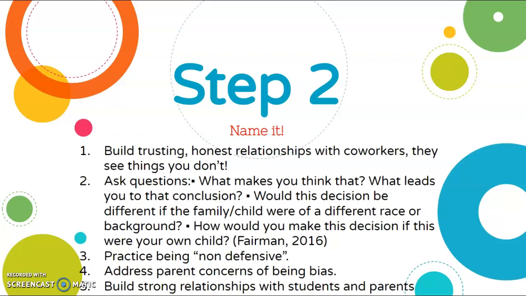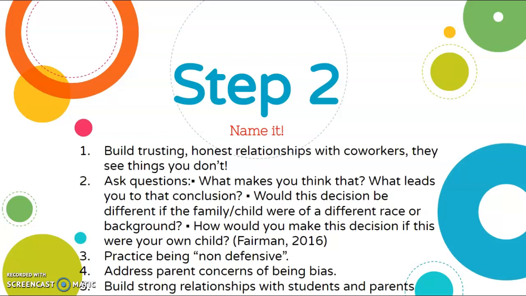The next is to practice being non-defensive. This is hard to do because we think we are always doing the right thing. However, if we really want to make sure that we are not being biased in any way or not accepting the cultural differences that we have, we really need to begin to say, hey, this isn't about me. This is about how I can be better at what I'm doing.